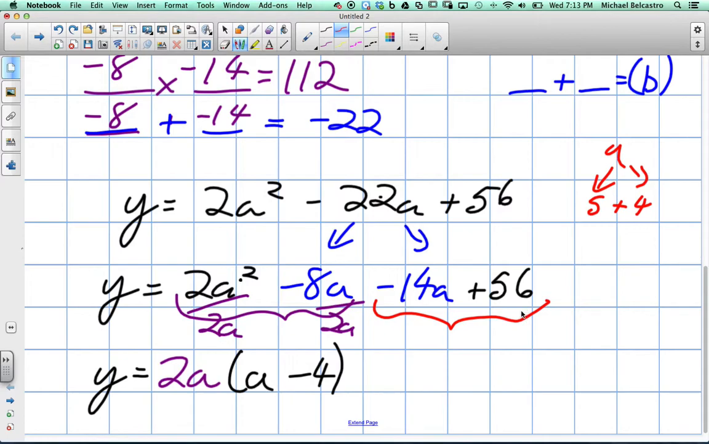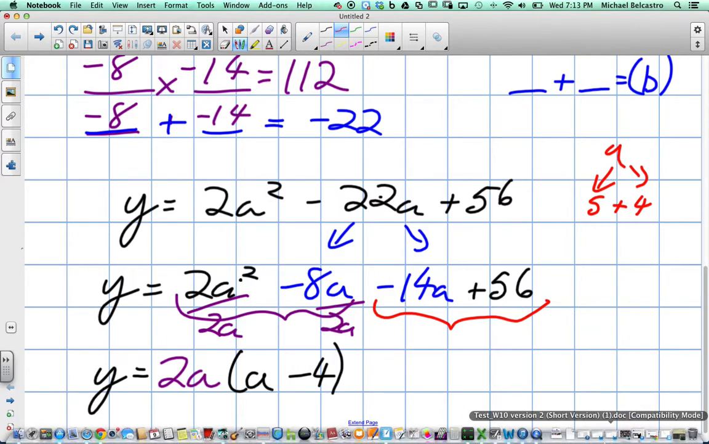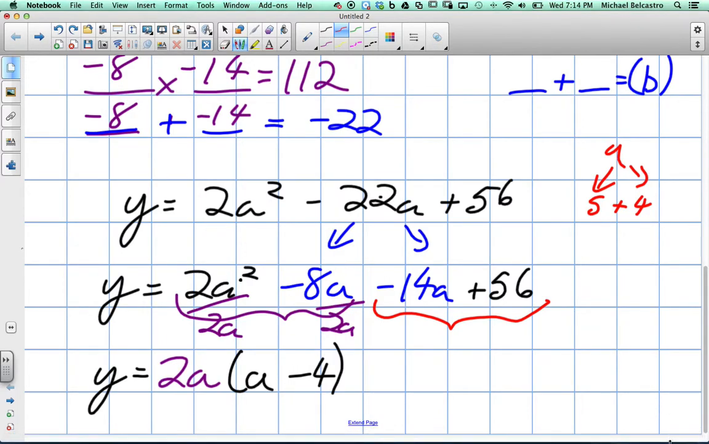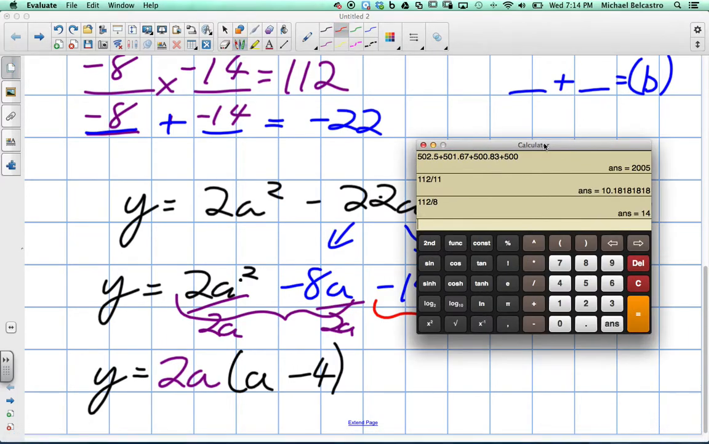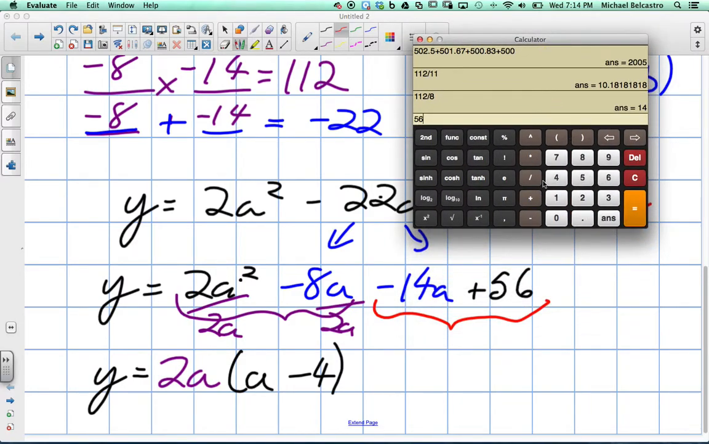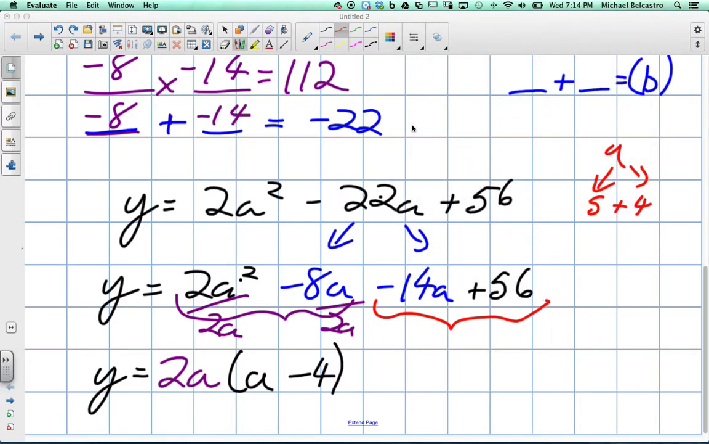The second set, what would be a common factor of these terms here? I think it's going to be the number 14. Let's test it out. 56 divided by 14, 4. Great. And that's a great number to pull out.